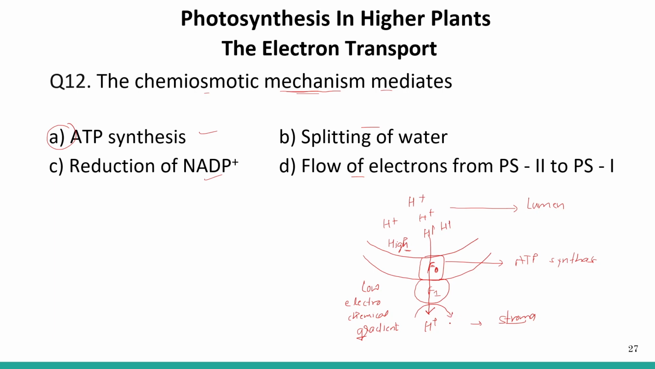ATP is synthesized from ADP and inorganic phosphate. So this is known as the chemiosmotic hypothesis in brief, and it tells you about the ATP synthesis.